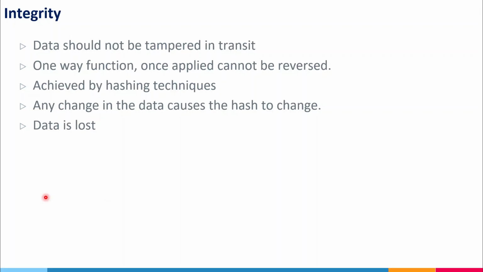This is achieved mainly by using hashing techniques. So there are certain hashing algorithms using which you can create a hash code out of it. Any minor change, even if you change a single character in the whole data that you're trying to hash, the final hash will change. So this is not reversible. Once you hash it, if you think that using the hash code you will derive the original data, that's not possible. Everything gets lost.